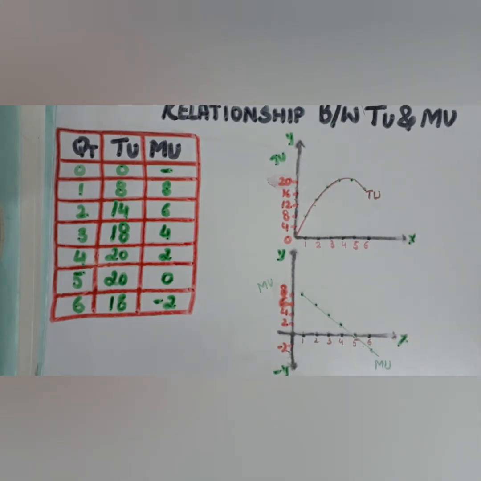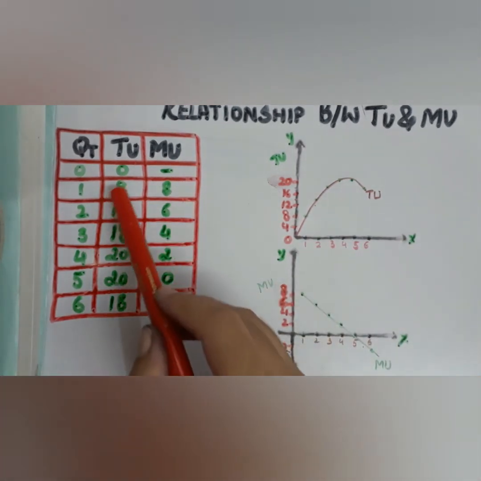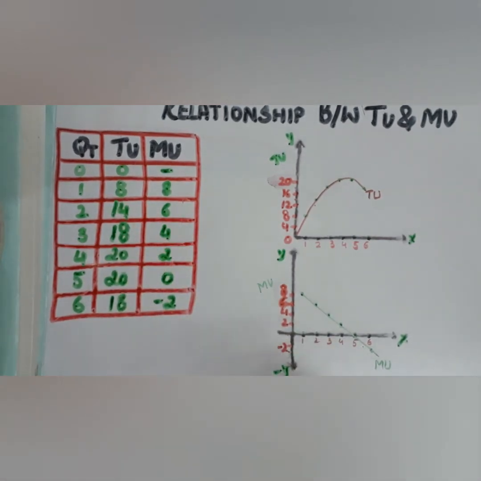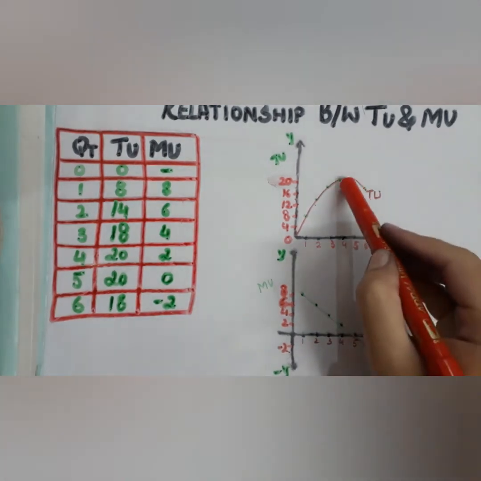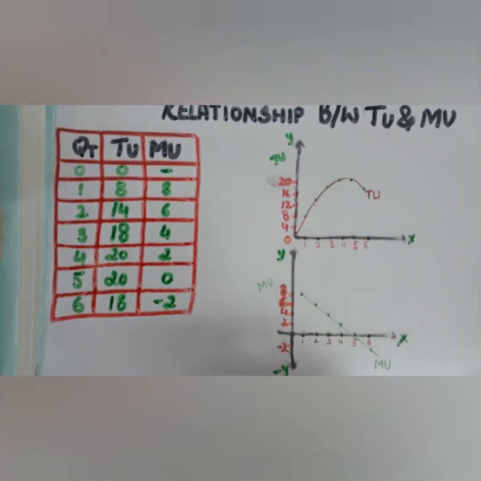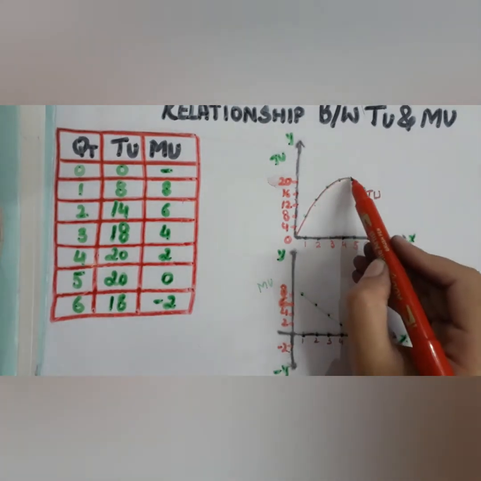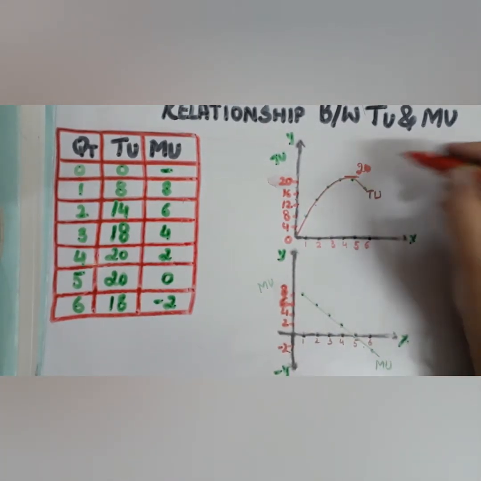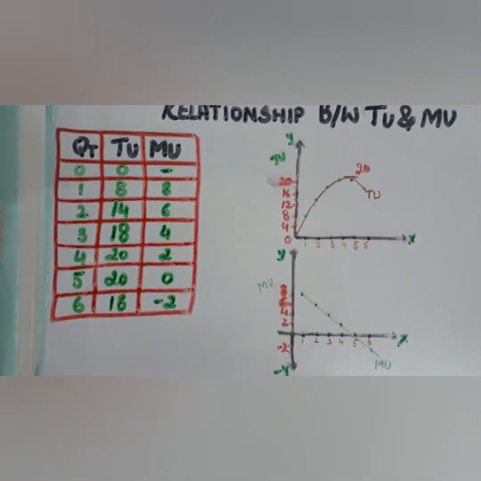So here is the decrease when it is negative. When marginal utility is positive, total utility is increasing. You can see it is increasing. When marginal utility is equal to 0, total utility is at its maximum. This is the maximum point. You can see the maximum point here. This is the maximum point, 20.